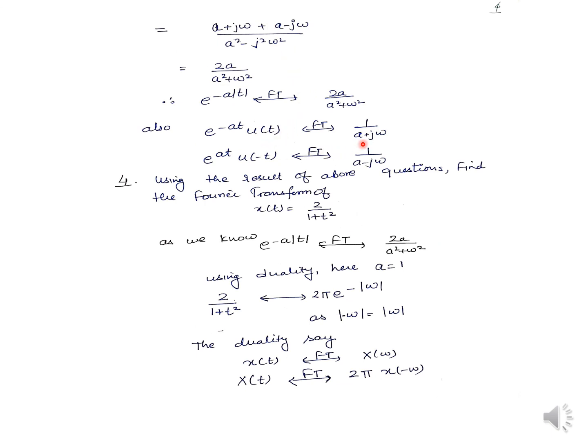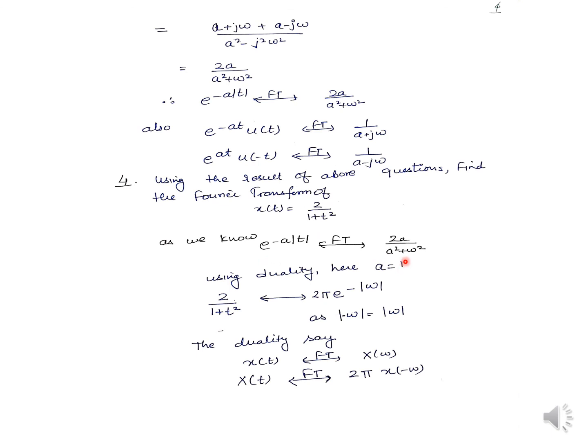So the answer of this will be 2a divided by a square plus omega square. Now if we have another question, which is using the result of the above question, find the Fourier transform of this. That means it's given to us that 2a upon a square plus omega square is the Fourier transform of e raised to the power minus a mod t.